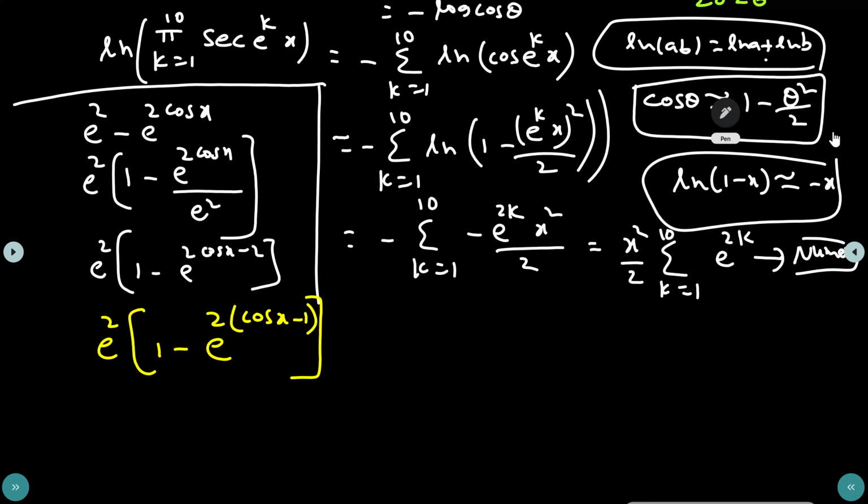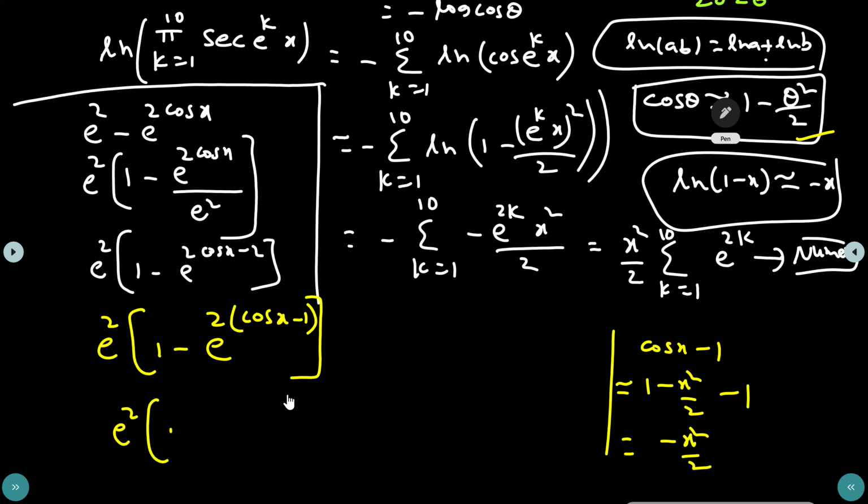Okay, again, what is cos x? Approximately, if you take it as 1 minus x square by 2. Clear? So for cos x minus 1, you apply the approximate Taylor's rule. This cos x is nothing but 1 minus x square by 2, minus 1, which gives minus x square by 2. Now here you can write e square of 1 minus e power 2 into, in place of cos x minus 1, you can write minus x square by 2. 2 and 2 get cancelled, and it is e power minus x square.